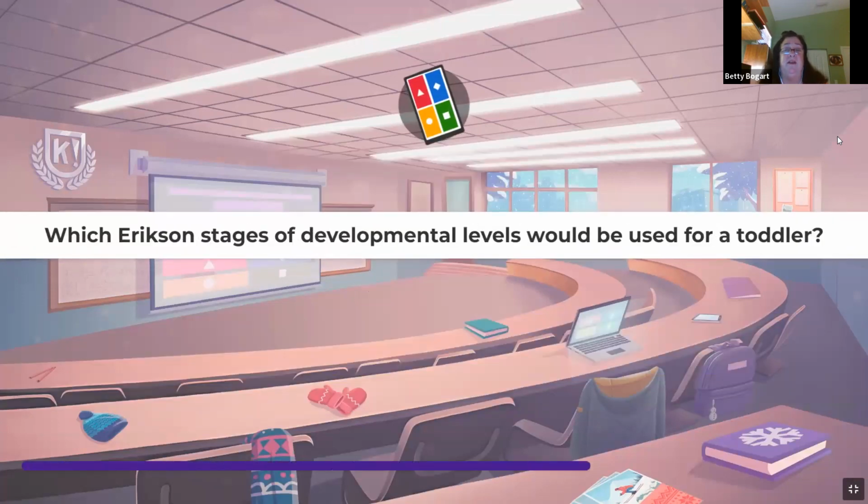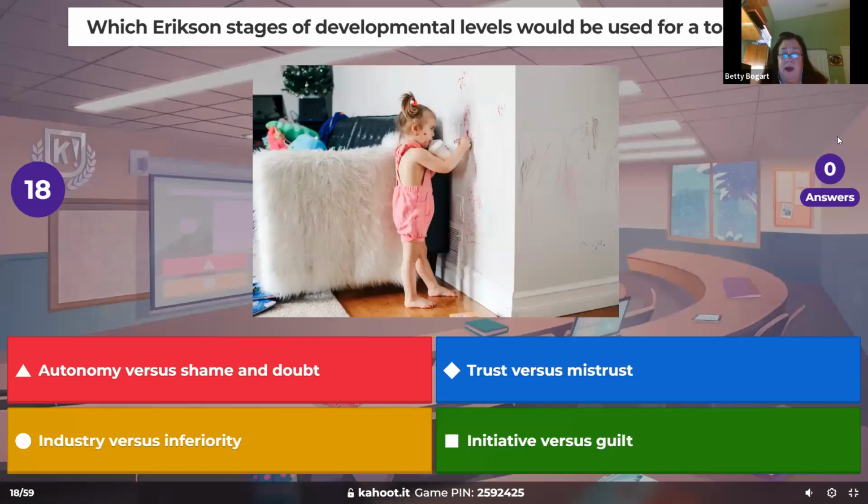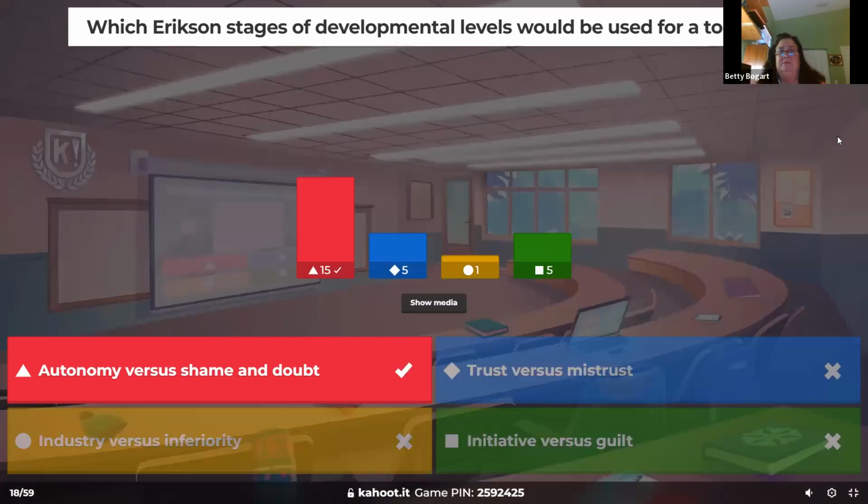Which Erikson stage of development would be used on a toddler? Remember, this is the one where we, as parents, try to stop the kids from doing things they shouldn't do, and that promotes them not feeling good. Autonomy versus shame and doubt. Remember, autonomy is me, mine, mine, I do, right? That's the autonomy. And that shame and doubt is mom don't let me do it, so I don't get it, I don't understand it. I want to do it. Mine, me.